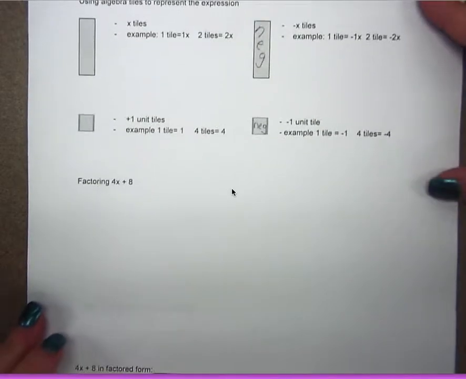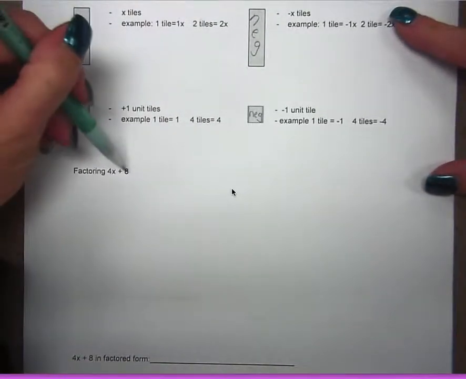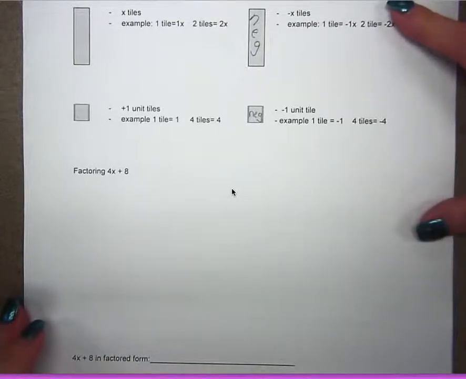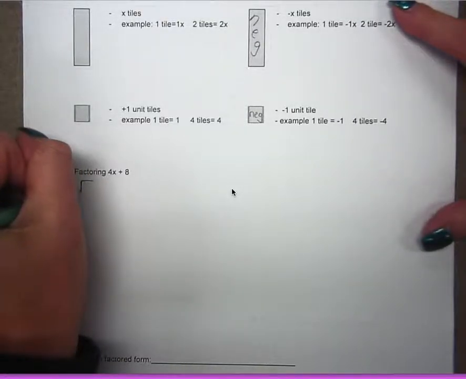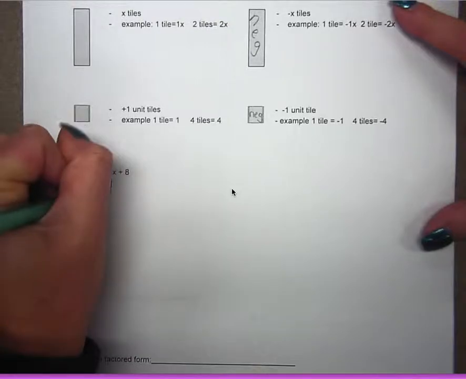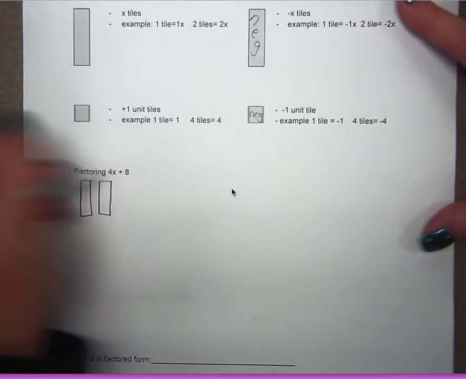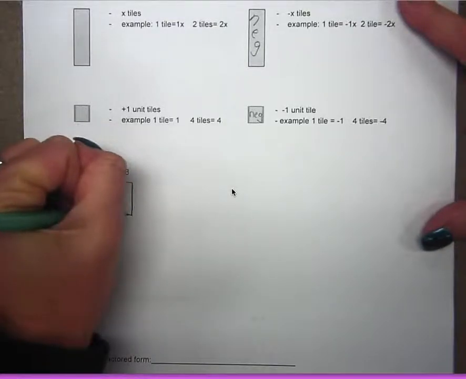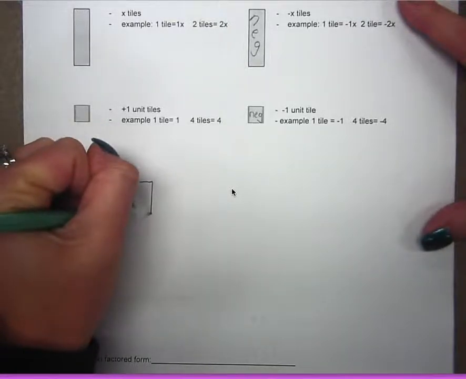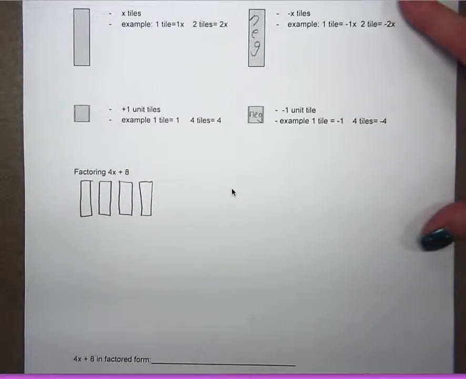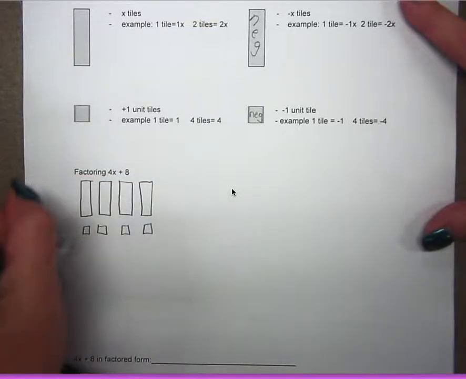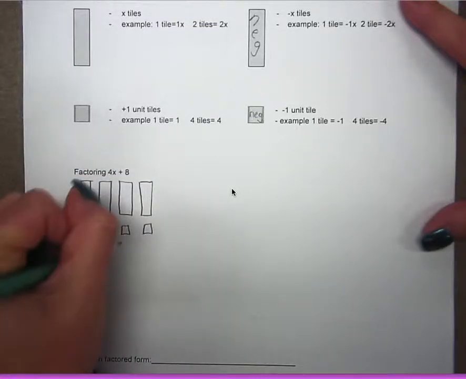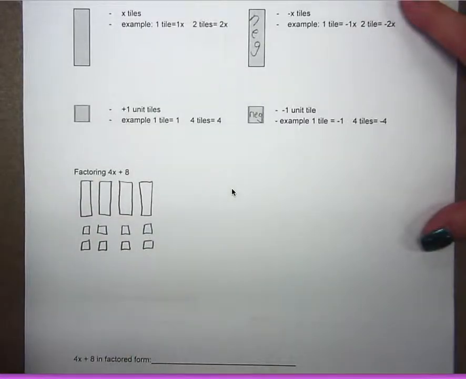So here is my expression, 4x plus 8. The first thing that I'm going to do is draw a visual representation of this expression. So I have 4x tiles. And we know that 4x is positive, so my tiles are going to be positive. So I have 4x tiles. And now I'm going to have 8. 1, 2, 3, 4, 5, 6, 7, 8.